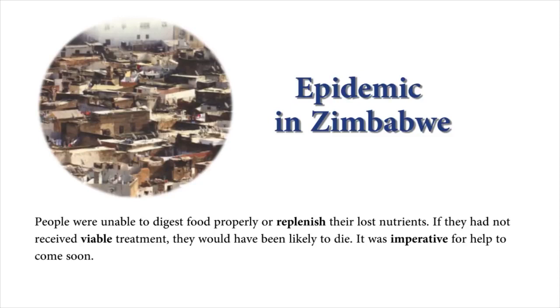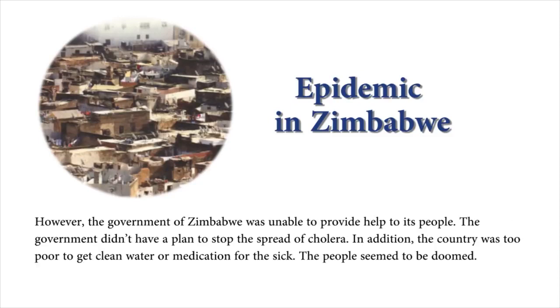It was imperative for help to come soon. However, the government of Zimbabwe was unable to provide help to its people. The government didn't have a plan to stop the spread of cholera. In addition, the country was too poor to get clean water or medication for the sick. The people seemed to be doomed.